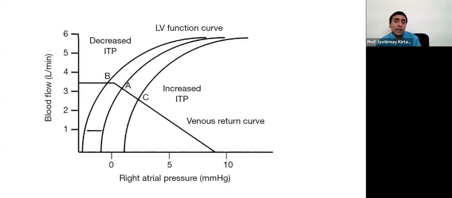So here is your right atrial pressure versus blood flow. This is not the Frank-Starling curve. It is actually the right ventricular preload versus blood flow relationship.